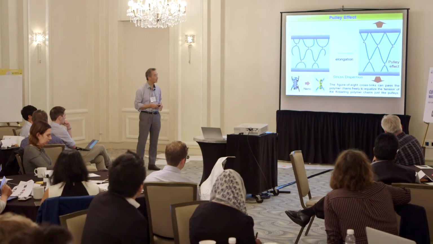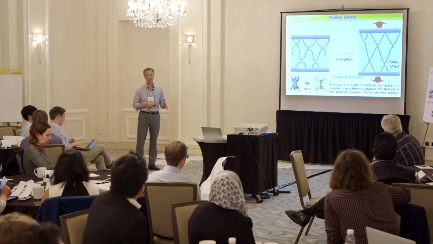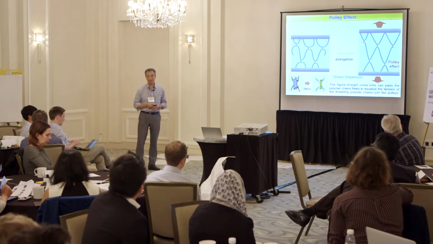The most important feature of slide ring materials is the pulley effect. In this case, the figure of 8 junction can pass through the polymer chains freely to equalize the tension of the threading polymer chain, just like pulleys. We call this a pulley effect. So stress dispersion automatically occurs to toughen these polymeric materials.